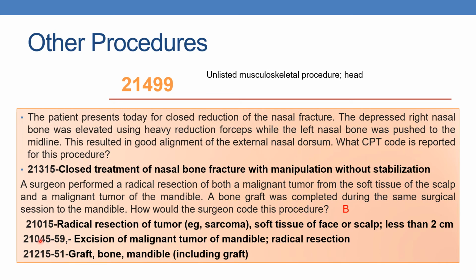The next is 21045, given with 59 modifier to indicate distinct procedure. Excision of malignant tumor of mandible, radical resection. The next is 21215 along with 51 modifier to indicate multiple procedures are done during the same session. So 21215 is given for graft bone mandible. So these are the three appropriate CPTs for the above scenario.